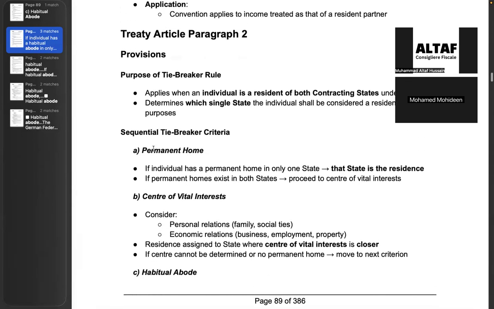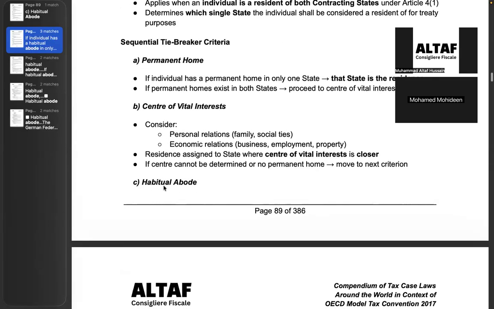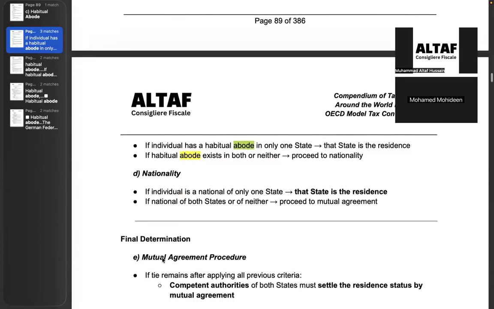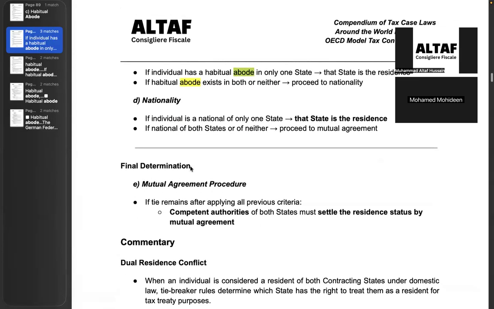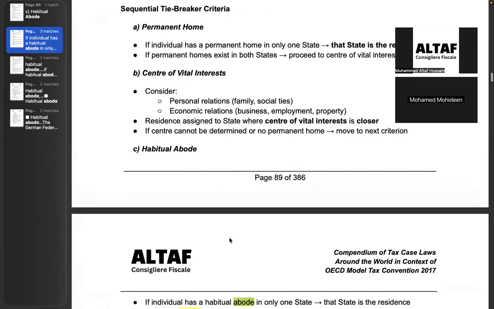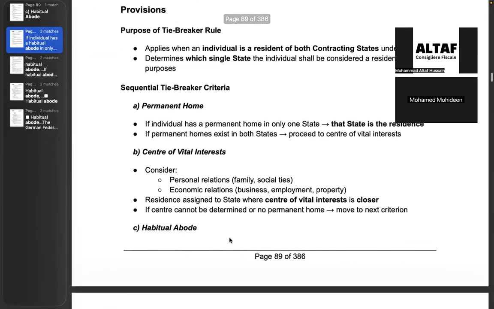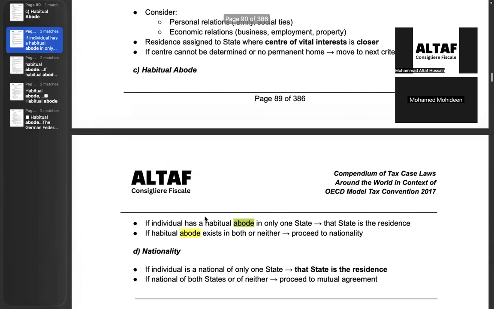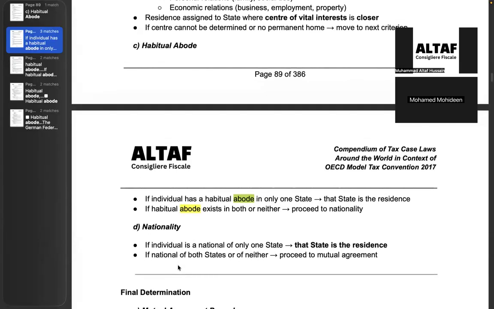So permanent home, center of vital interest, habitual abode. Now, this is where he spends most of his time habitually, right? Then nationality, and finally mutual agreement. So this, A, B, C, D, is considered the tiebreaker clause, and this is the exact sequence in which it is applied. First you see where is the permanent home, then the center of vital interest, then the habitual abode, and then nationality. The funny thing is nationality comes at the bottom.